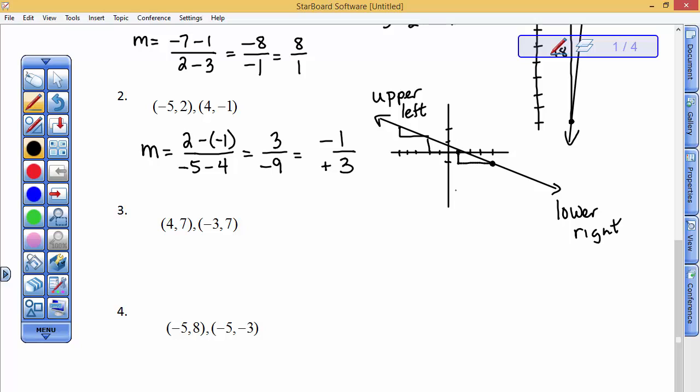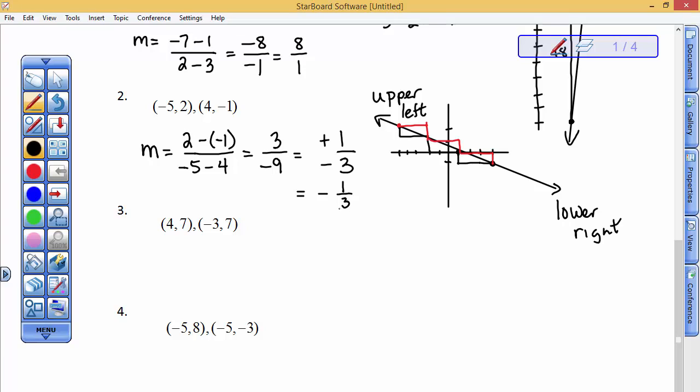Or the 1 could be positive and the 3 could be negative. So we could go, let's do this in red, up 1 and to the left 3, and up 1 and to the left 3, and up 1 and to the left 3, to represent this slope of negative 1/3. Now we tend to put that sign in front of the fraction, but please know that that sign belongs with one of those numbers in the fraction.